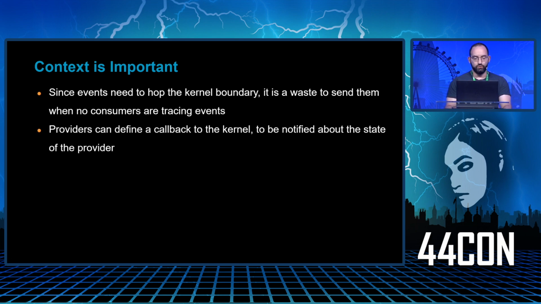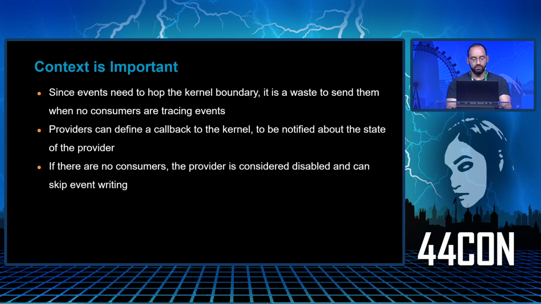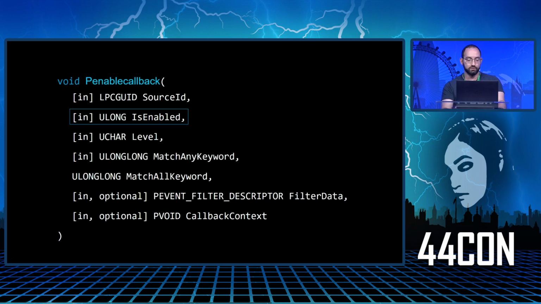So instead, providers can define a callback and give it to the kernel, so the kernel can notify the provider about its state using that callback. Then, instead of just writing blindly to the ETW events, the provider can first check if it has any consumers and skip event writing if it hasn't. This is how the callbacks look.